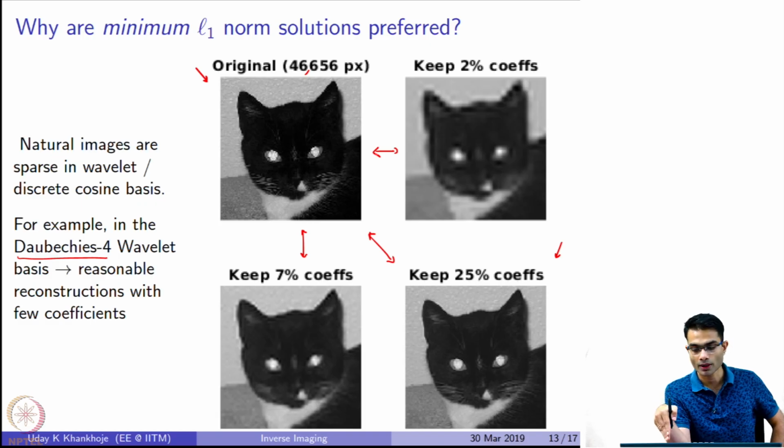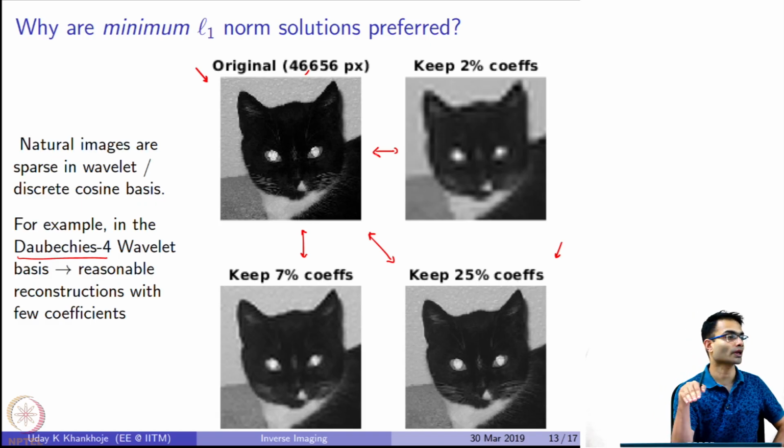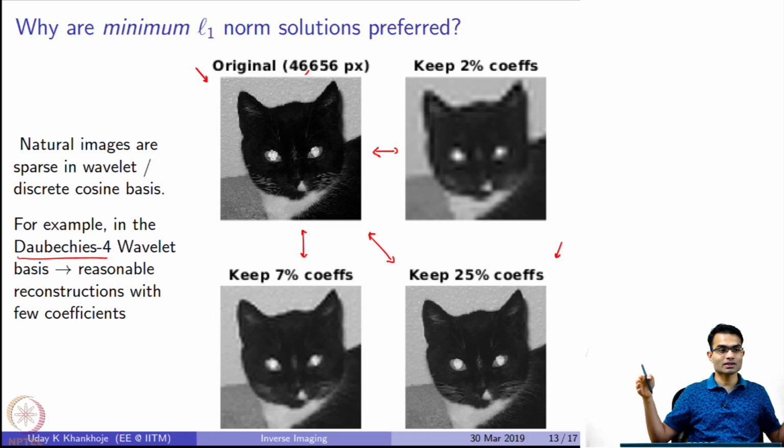And when I keep 2% coefficients, what have I done to the remaining 98%? I have set them to 0. So in the wavelet domain, this image is very, very sparse. Only 2 out of 100 numbers are non-zero, the rest are all 0, right? This is the place where I am using a priori information. I am using the a priori information that the cross section of breast tissue is a natural image.